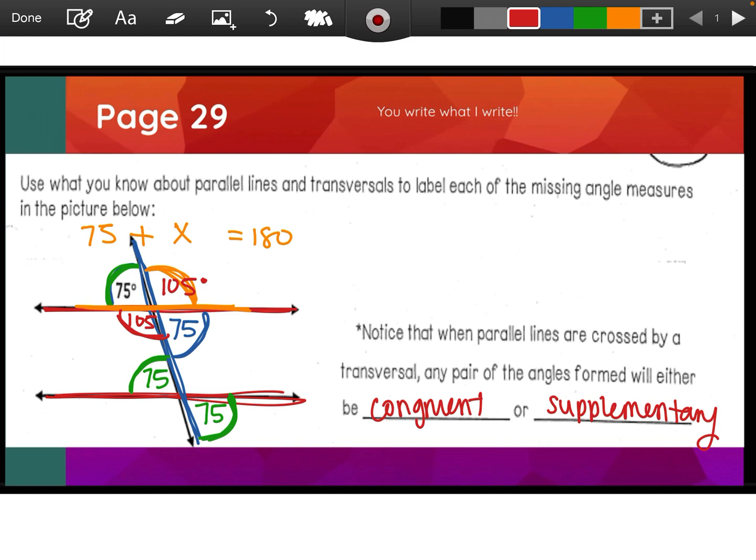Using corresponding angles from that original 105, that's on the top right of the transversal, on the top right of that parallel line, the top right of the other parallel line would be a congruent angle. So 105. Vertical angles means that the angle across from it is also 105. So we can figure out all of those angle measures just from that one angle.